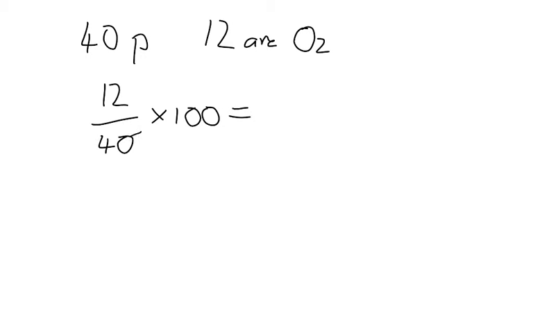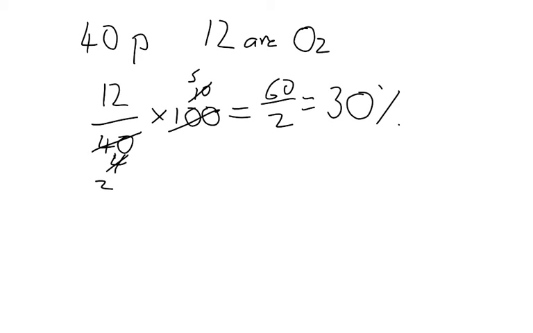If we're not sure, we can go 4 and 10, which is 2 and 5, so 12 times 5 is 60, divided by 2 equals 30%. So 30% are Australians. So you would use your calculator to solve that one, okay?